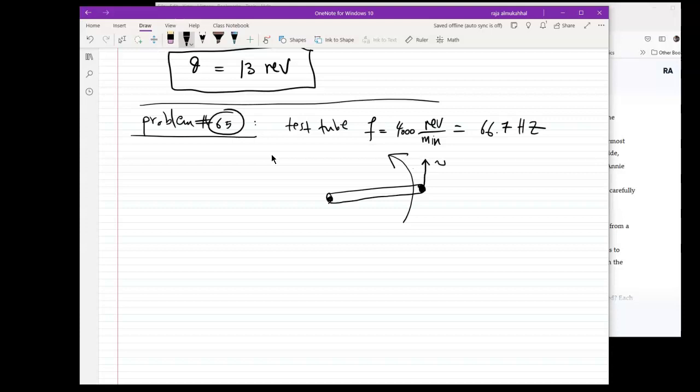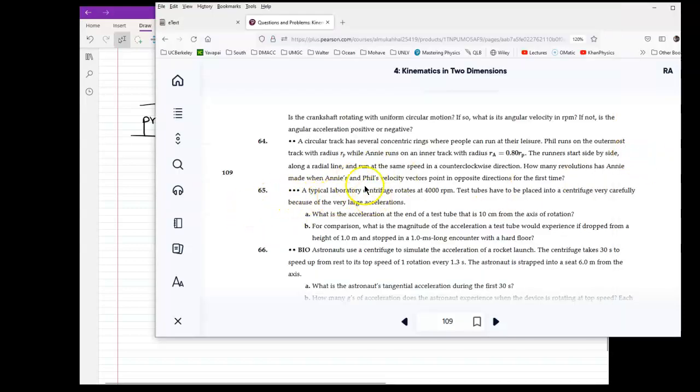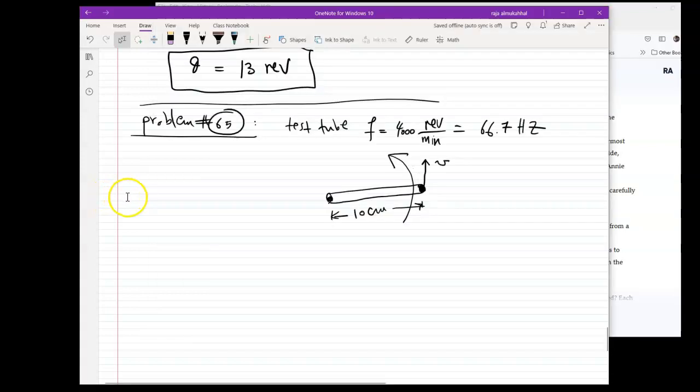Something like that. That's the velocity right there. Okay. And the radius is, he said, 10 centimeters. Is that right? Let me go back. A typical tube is placed. What's the acceleration at the end of the tube, 10 centimeters from the axis? Okay. So that's basically what it is, right?